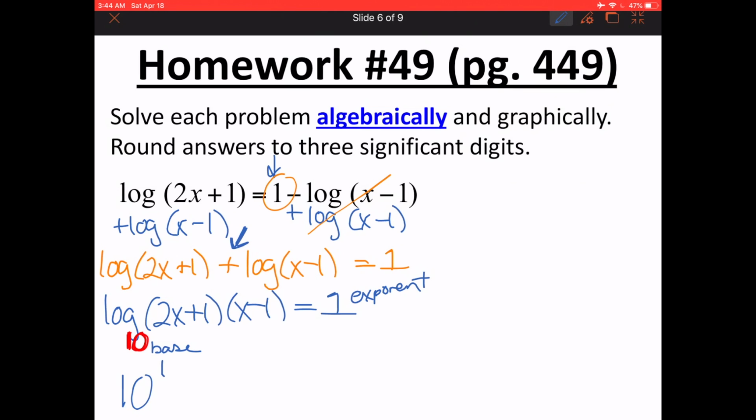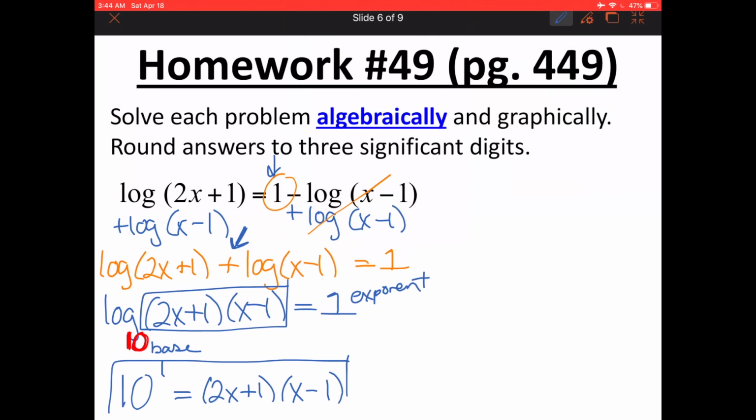So 10 to the first equals whatever we're taking the log of, I put on the other side of my equal sign. Equals 2x plus 1 times x minus 1. So this is where we're at now. Okay, guys? So let's go ahead and FOIL. Over here on the right, I'm going to have to FOIL all of this.